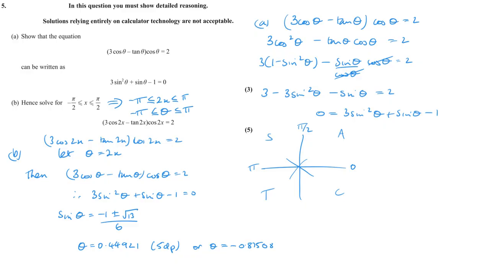There's going to be this quadrant and this quadrant. So this quadrant is going to be 0.44921, and this one's going to be pi minus 0.44921. So I'm going to get that 0.44921 up, and it's pi minus that. So the additional angle here is going to be 2.69238 to 5 decimal places.